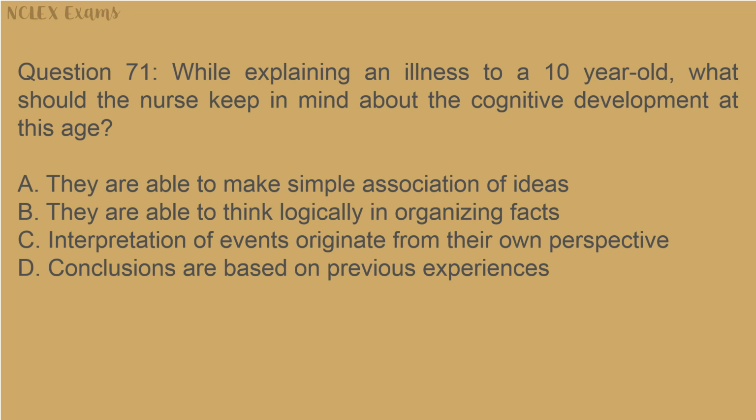Question 71. While explaining an illness to a 10-year-old, what should the nurse keep in mind about the cognitive development at this age? A. They are able to make simple association of ideas. B. They are able to think logically in organizing facts. C. Interpretation of events originate from their own perspective. D. Conclusions are based on previous experiences.